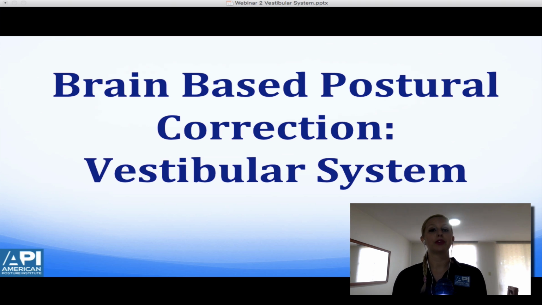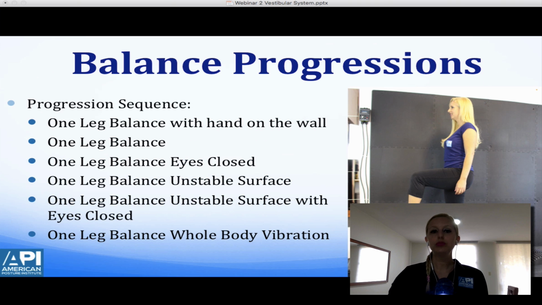Those are a couple of different tests that are going to help you localize the area of dysfunction within the vestibular system. And that provides us really important information on what we can do for postural correction care. So let's talk about some brain-based postural correction systems of the vestibular system that you can utilize with your patients. The first one is called the balance progressions.